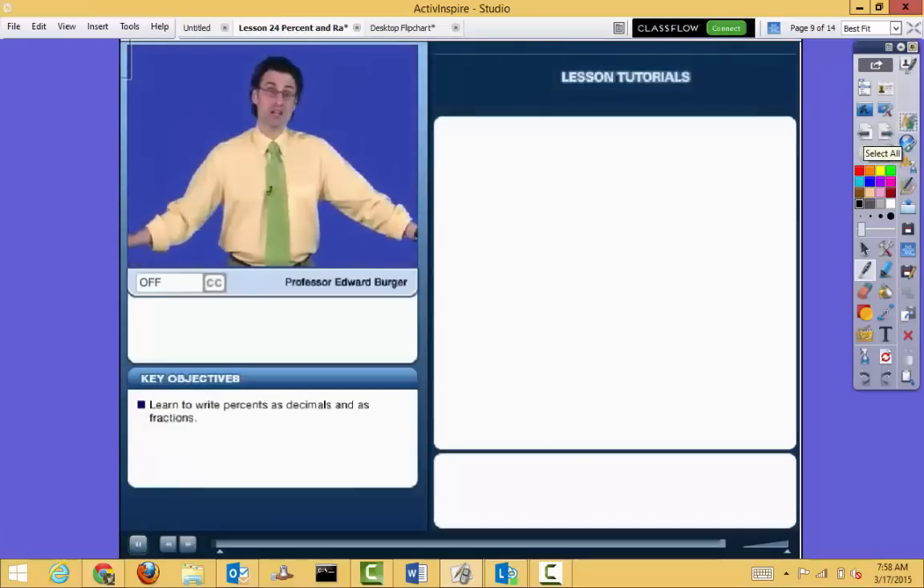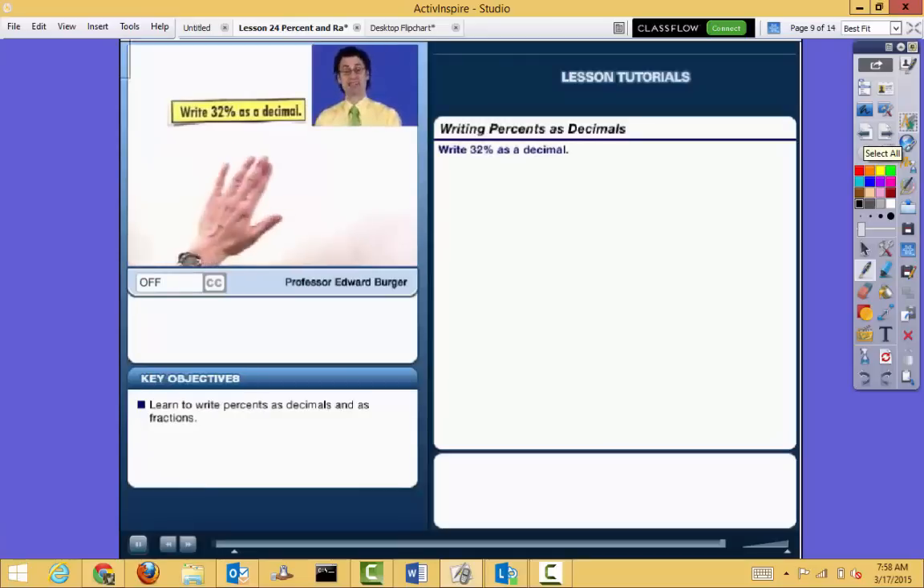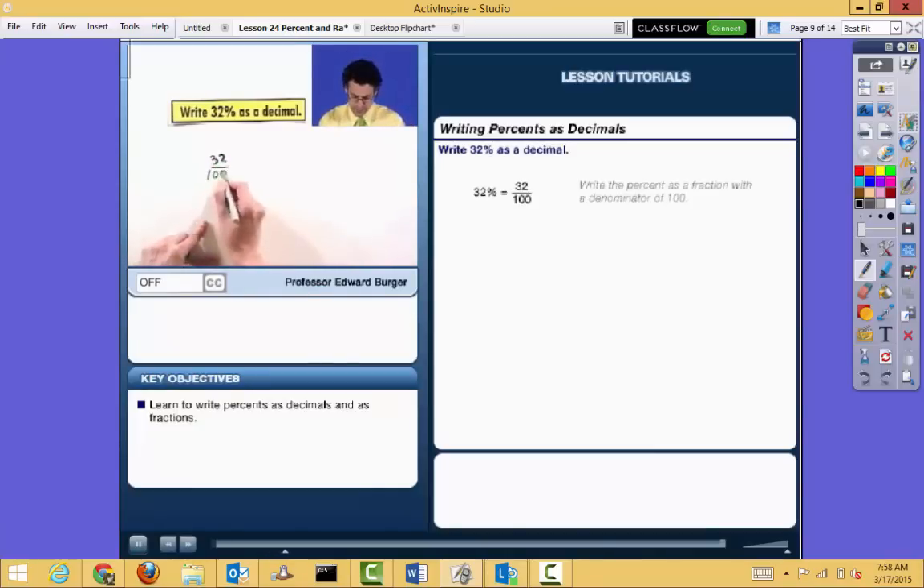All right, let's take a look at this question. Let's write 32% as a decimal. So what does 32% mean? Well, we could think of it as a fraction, 32 over 100. So I have 32 over 100. And now, actually, I can divide and see what I get. So to see what this equals, I take 32 and divide by 100.